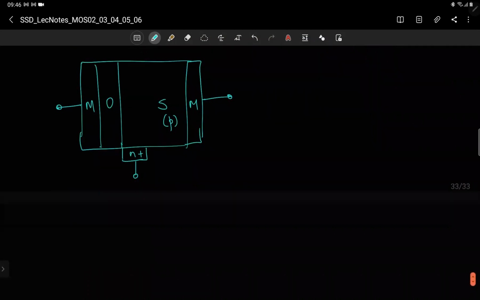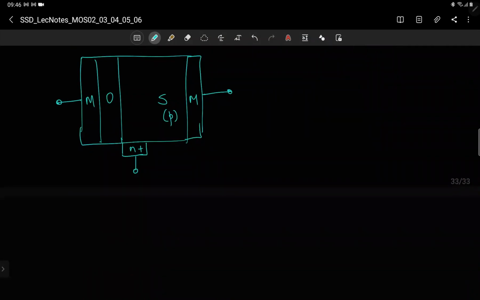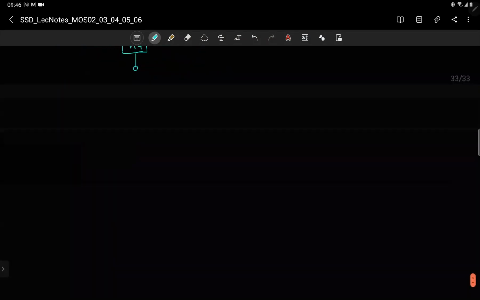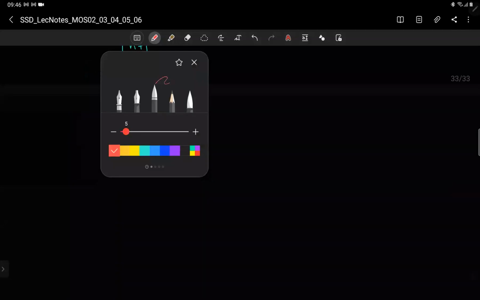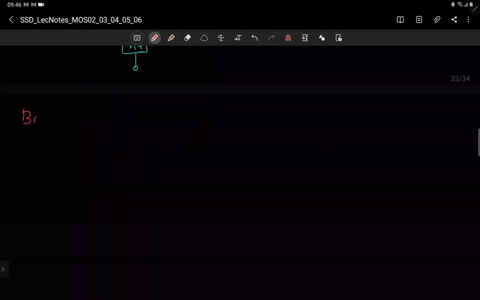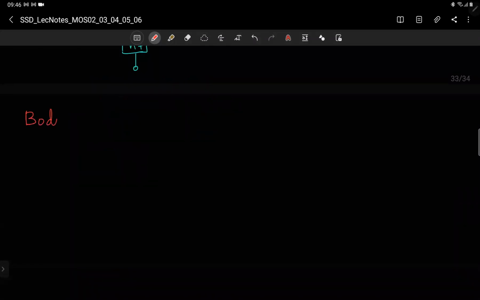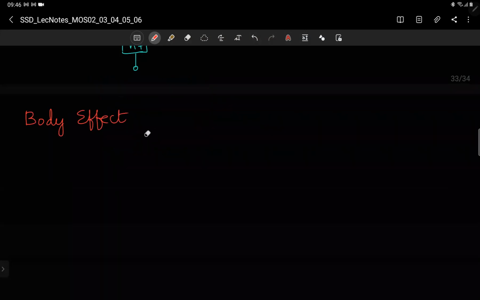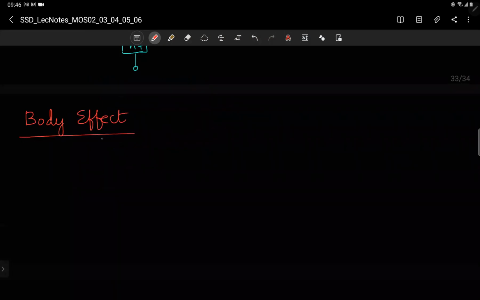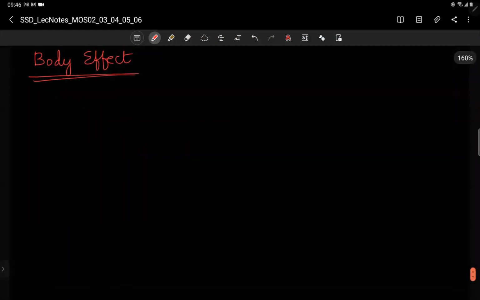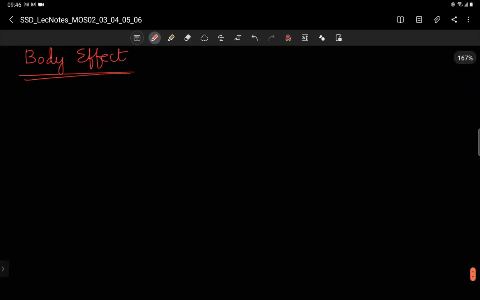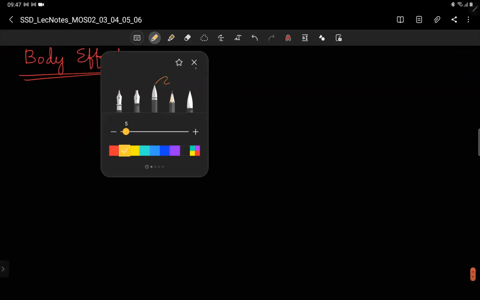Okay, so two terminal devices, we have seen the PN junction and the Schottky diode, and now the MOS capacitor, but now the third terminal has come. For this we have to study a little separately. So that is why we study it under the name body effect. Okay, so let us start. I'll just take maybe 5-10 minutes.